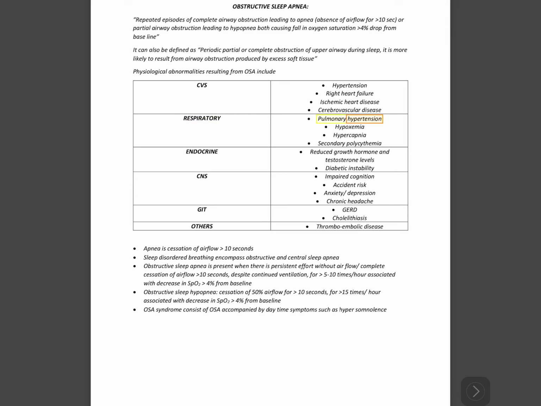Respiratory: pulmonary hypertension, hypoxemia, hypercapnia, secondary polycythemia. Endocrine: reduced growth hormone and testosterone levels, diabetic instability. CNS: impaired cognition, accident risk, anxiety, depression, chronic headache. Others: GERD, cholelithiasis, embolic disease.